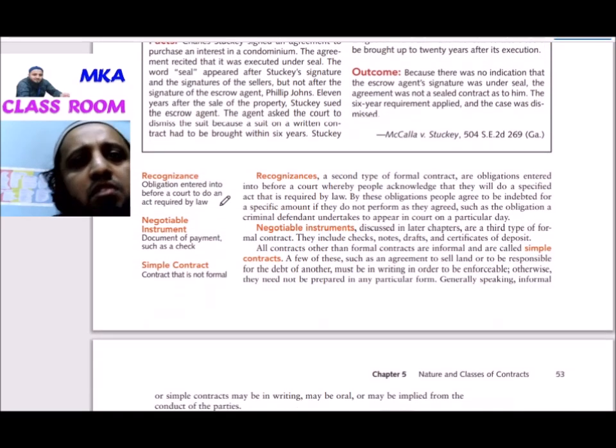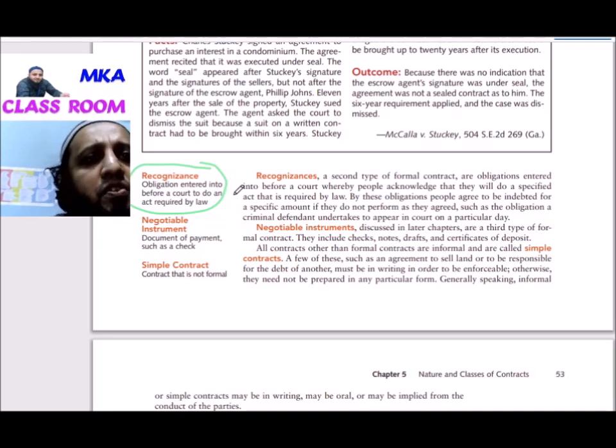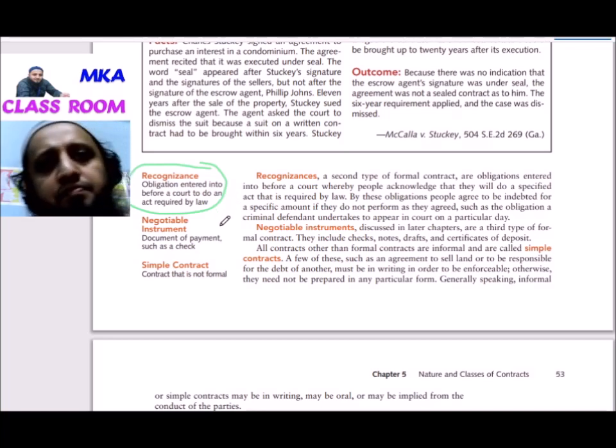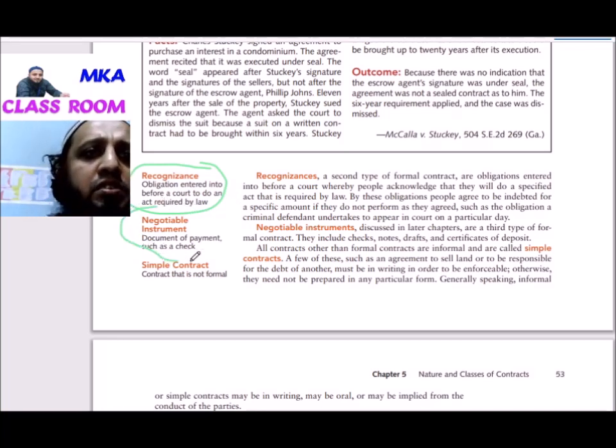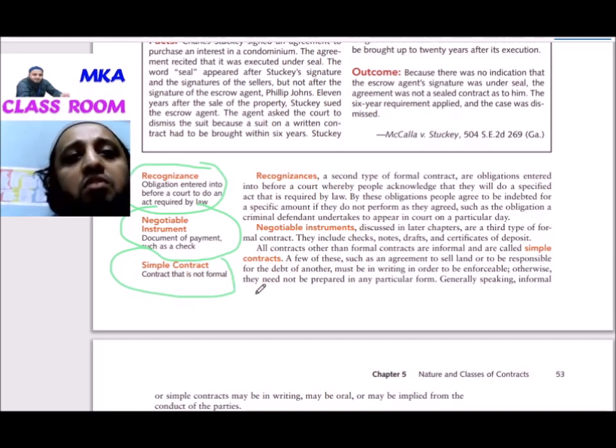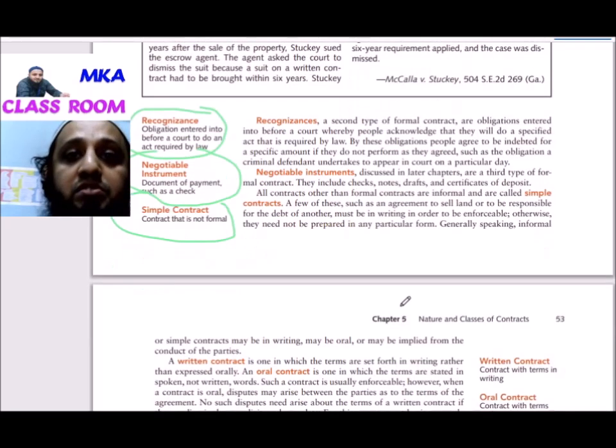In the formal contract there are several things, that is recognizances. Recognizances, what is this? Obligations entered into before a court to do an act required by the law. Another is the negotiable instrument, a document of payment such as a check. All are under the formal contract, and other than formal contracts, all are simple contracts, that is, all the contracts which are not formal. All the contracts other than formal contracts are informal and are called simple contracts.